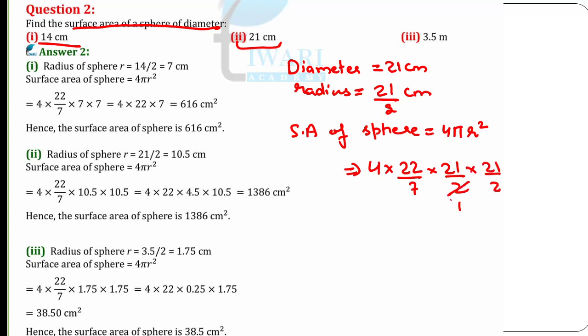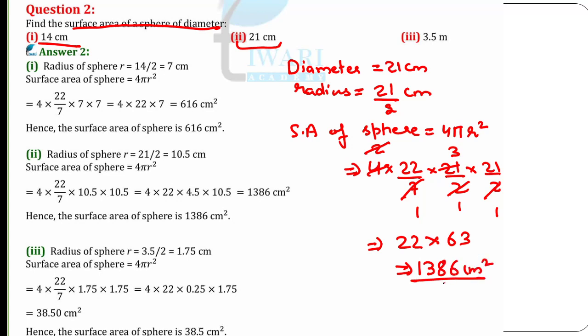So 2 into 2 is 4 and 4 divided by 4 cancels, again this 2 will cancel, 7 ones are 7, 7 threes are 21. On multiplying you will obtain 22 into 63. What will you obtain? The value you obtain is 1386 centimeter square. So this is your required surface area of the sphere.